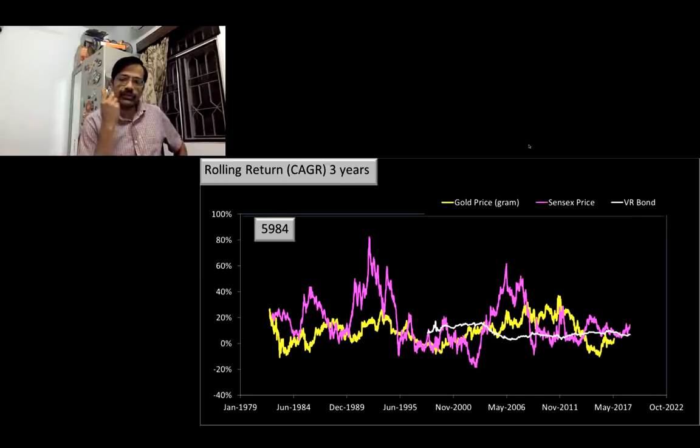So we will start with 3-year rolling returns. That is, we are going to look at every possible 3-year period on a daily basis from January 1979 to January 2019. The yellow line is gold in all the graphs. The pink is the Sensex price. The dividends are not included. And the white line is the VR, the Value Research Bond Index.